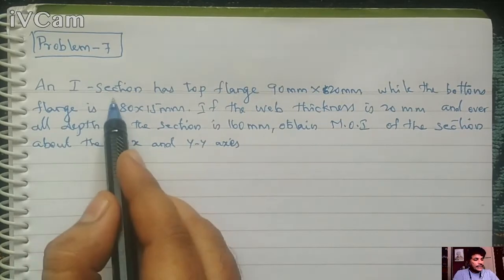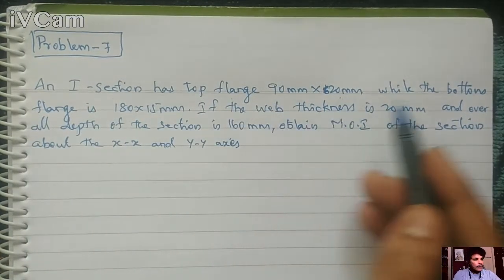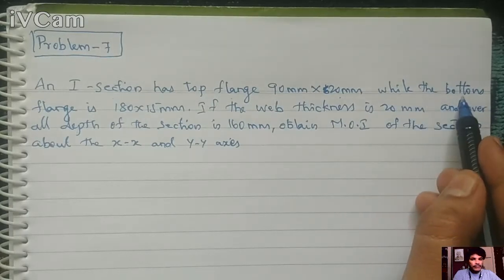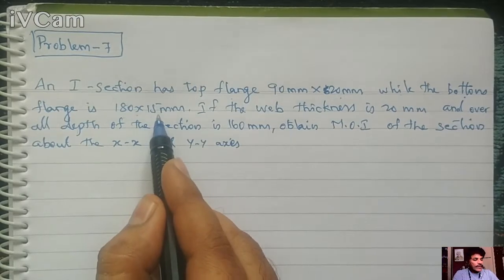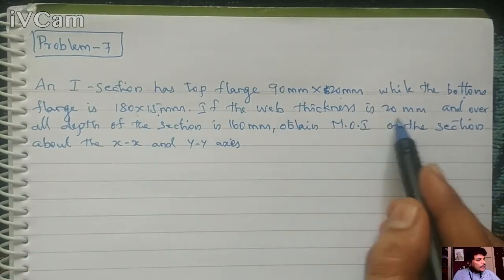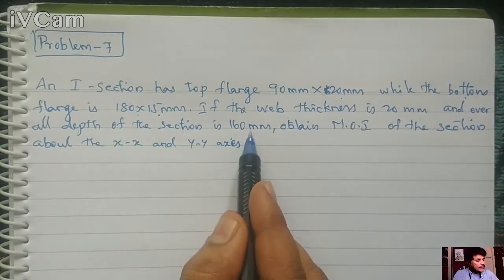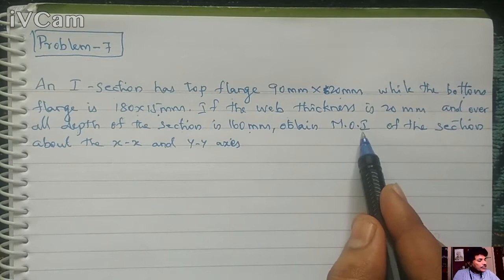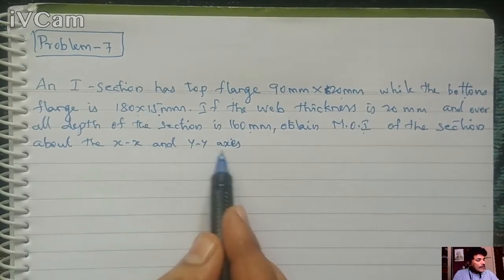An I section has a top flange of 90 mm by 20 mm, while the bottom flange is 180 mm by 15 mm. If the web thickness is 20 mm and the overall depth of the section is 160 mm, obtain the moment of inertia of the section about the x-axis and y-y axis.